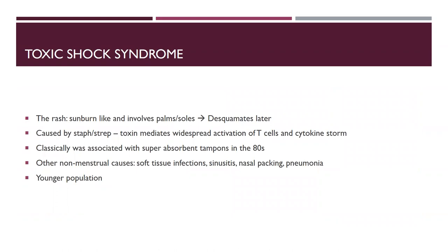It is caused by either staph or strep, and it's a toxin mediated pathway that starts with T cells and results in a massive cytokine storm. Classically was associated with superabsorbent tampons in the 80s. It actually made them change how tampons were manufactured so that they are less absorbent now than they used to be because women would leave them in for too long and then they would get toxic shock. But it's not gone. You can still get it with today's tampons.